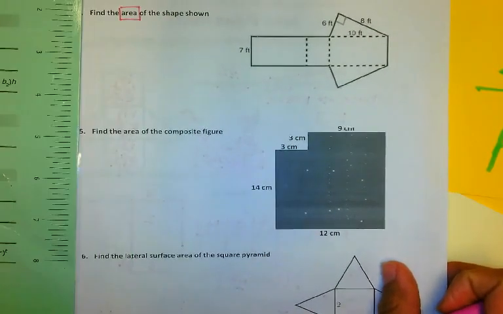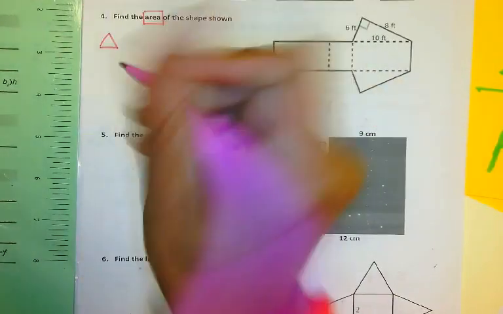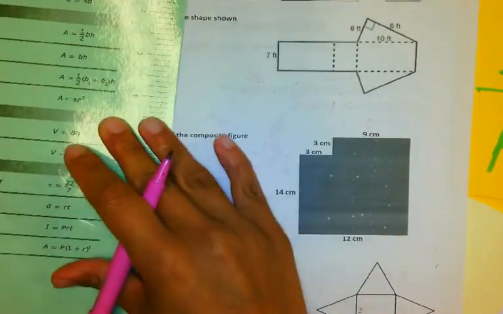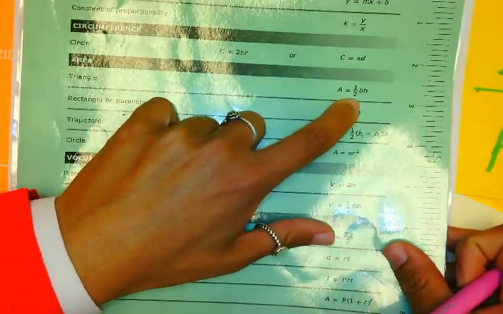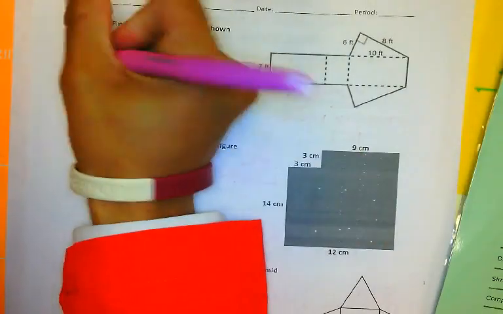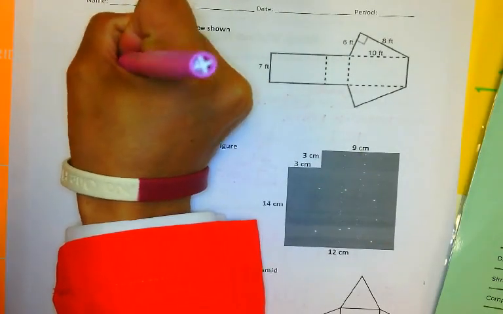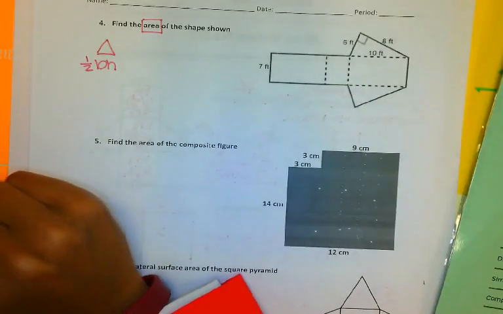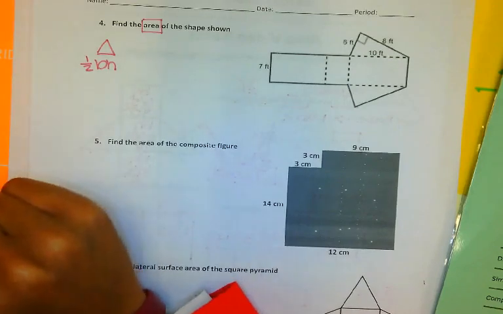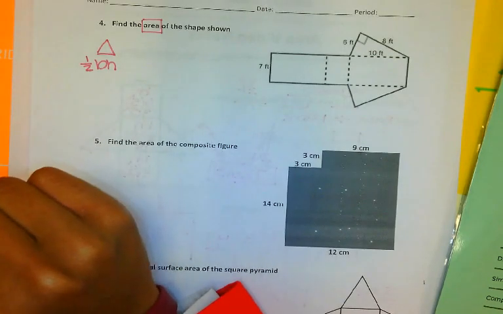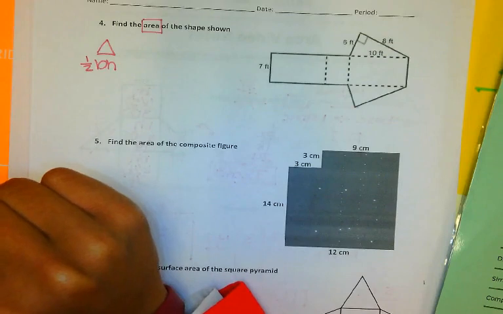Oh, look, I do have a triangle. Okay, so I'm going to draw a triangle. Well, triangle based on my formula chart is 1/2 base height. So we're going to write 1/2 base times height. Okay? Now, if that helped you out enough so that you can solve it, I want you to try and solve it now. Pause the video and try and solve it.